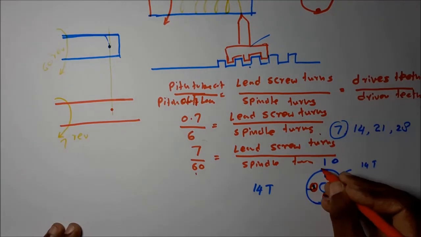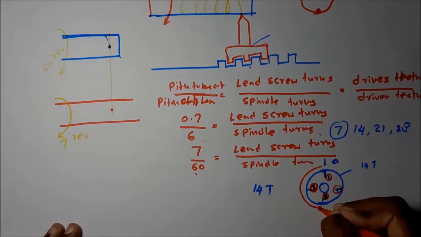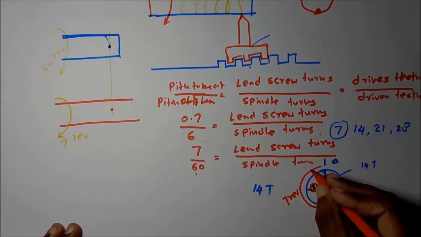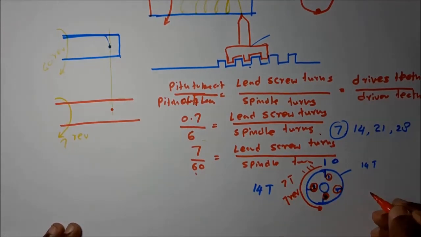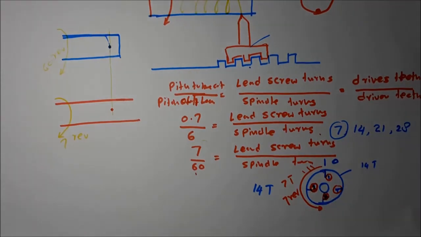That means half a revolution of the threading dial, having 7 teeth, represents the 7 revolutions of the lead screw.